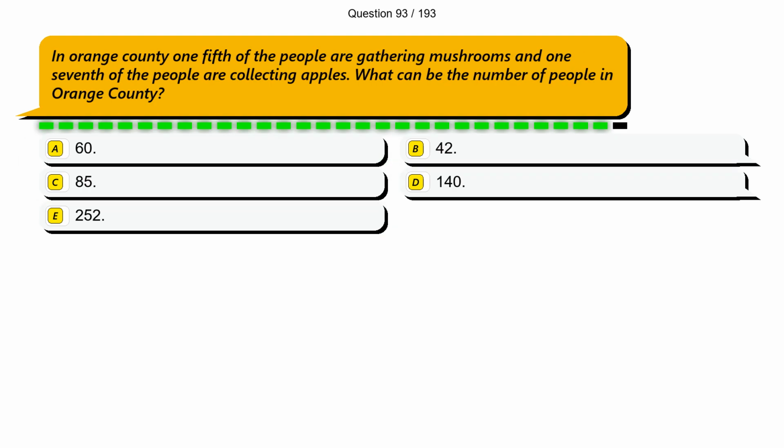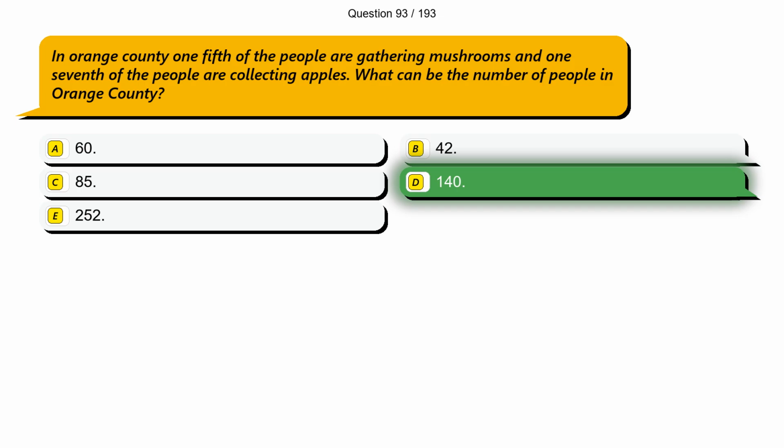Question 93. In Orange County 1/5 of the people are gathering mushrooms and 1/7 of the people are collecting apples. What can be the number of people in Orange County? Option A, 60. Option B, 42. Option C, 85. Option D, 140. Option E, 252.